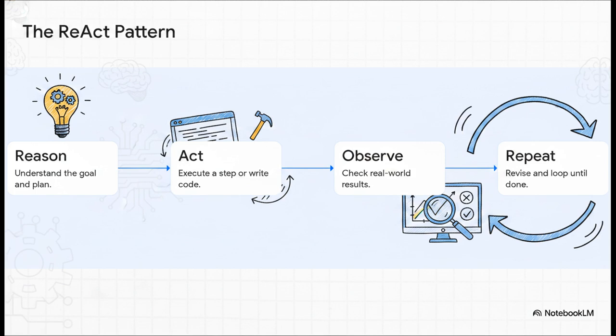Think about it kind of like a robot vacuum. A robot vacuum doesn't just drive blind, right? It reasons about the room, it acts by driving forward, it observes when it bumps into your couch, and then it repeats the process to map the space. Software agents now do exactly this, but with code. They reason about a goal, act by executing a step, observe the real-world results like a compiler error, and then repeat that cycle until the task is definitively complete.